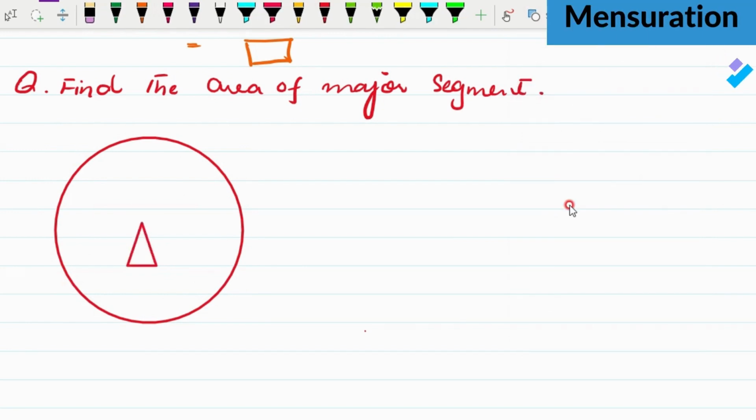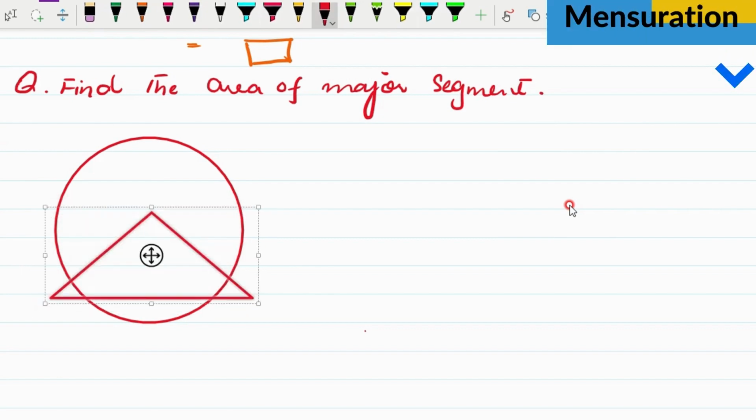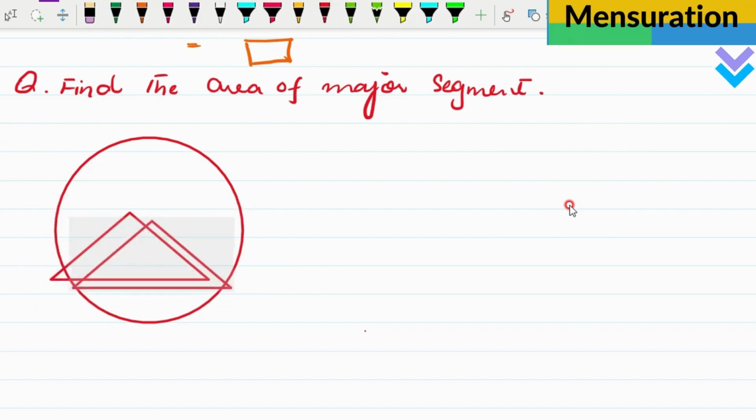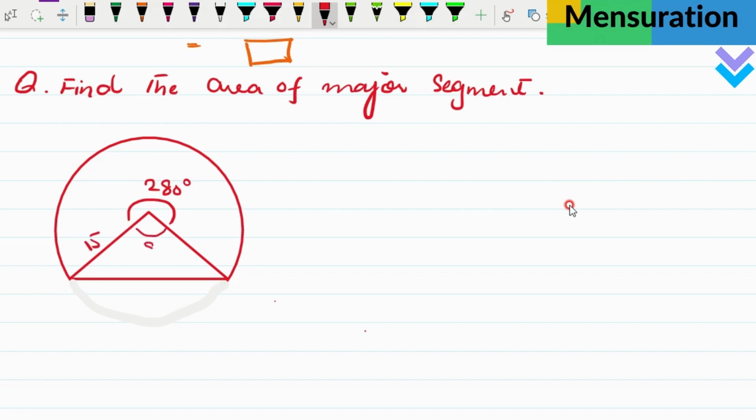find the major segment, but before it I need to draw the shape properly. One minute. Okay, and this is how we can use it. Let me remove this portion. Fine. So the angle is 280 degrees of Pac-Man, 15 is the radius, and here is 80 degrees, which is the triangle's angle.